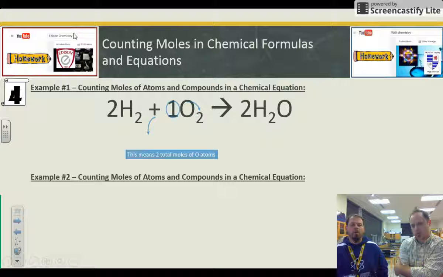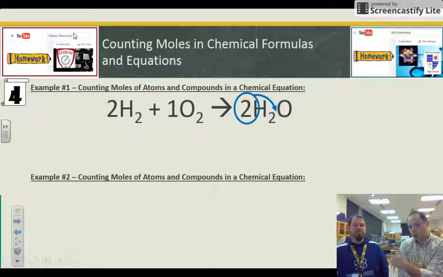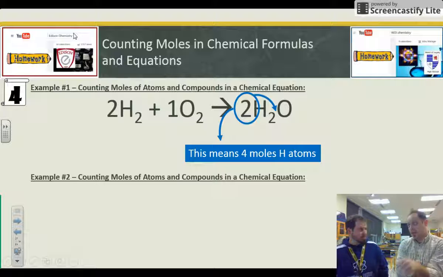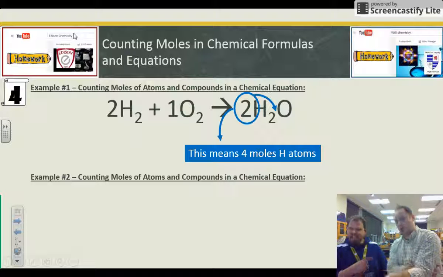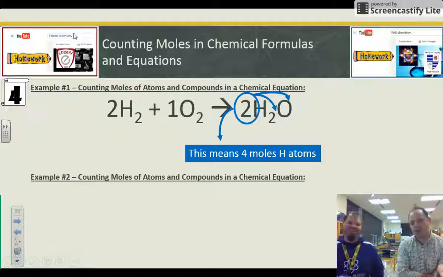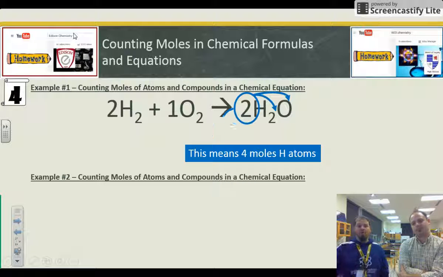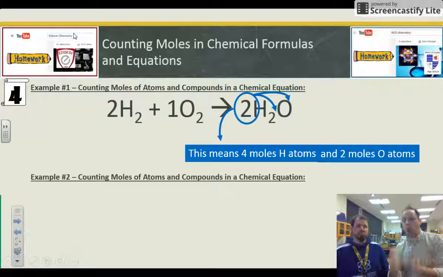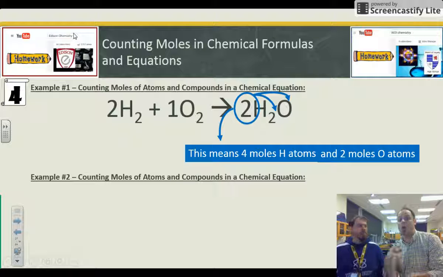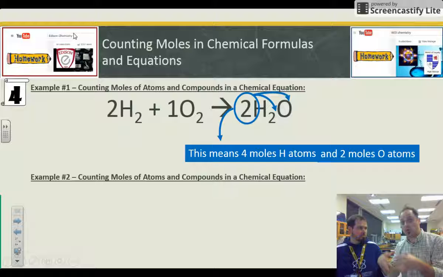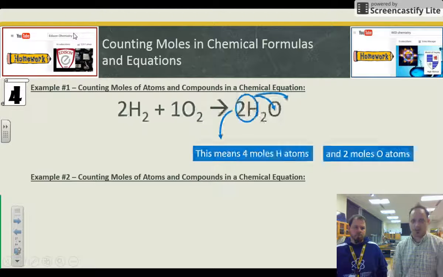Why don't you take the last one? Okay, so now I have a coefficient of 2 times the 2 hydrogens. That gives me 4 moles of hydrogen atoms in the 2 moles of water molecules. And I got 2 times 1 on the oxygen, so now I got just 2 moles of oxygen atoms. So a mole can be used to count atoms within a chemical compound or moles of the chemical compound itself. It gives us a lot of information.